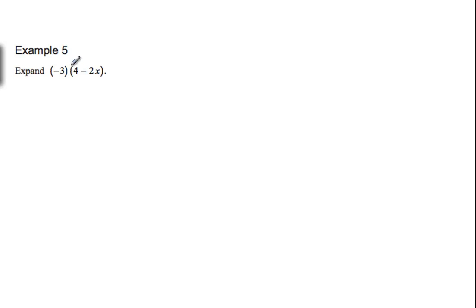Let's do a final example. Negative 3 times 4 minus 2x. Again, it's going to be this times this, and this times that. Okay, we're going to expand. So this is going to be negative 3 times 4, alright, minus 3 times negative 2x. So we got to watch our negative signs here. Negative 3 times 4 is a negative 12.